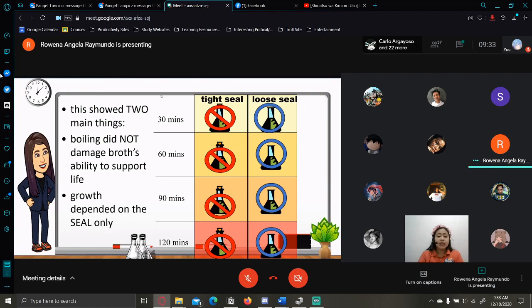Still, hindi siya tinanggap. Bakit? Ang sabi ng mga tao, or other scientists, dahil daw nakatakip ng husto or very tight yung seal ng flask, hindi nakapasok yung element which is very vital in living things. Ano yon? That's air. Of course, living things need air for us to be able to live. Kahit tayo, pag tinanggalan mo tayo ng oxygen, hindi na tayo mabubuhay. Okay? So, ang sabi nila, walang nabuhay na kahit anong microorganism doon sa isang flask na naka-tight seal is because wala siyang air. And air is very essential to support life.